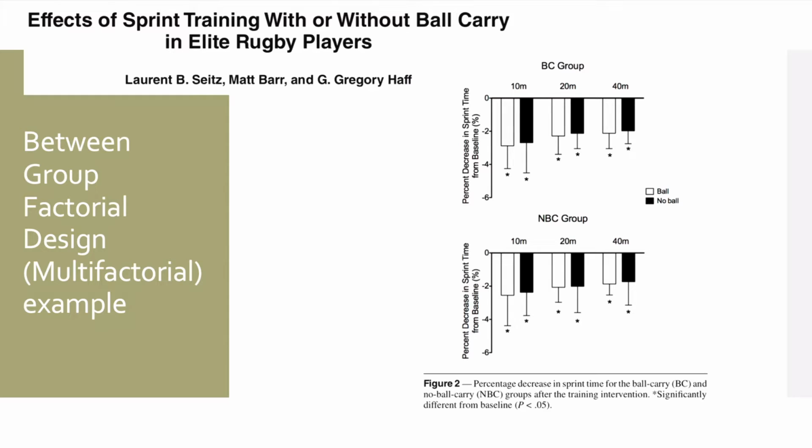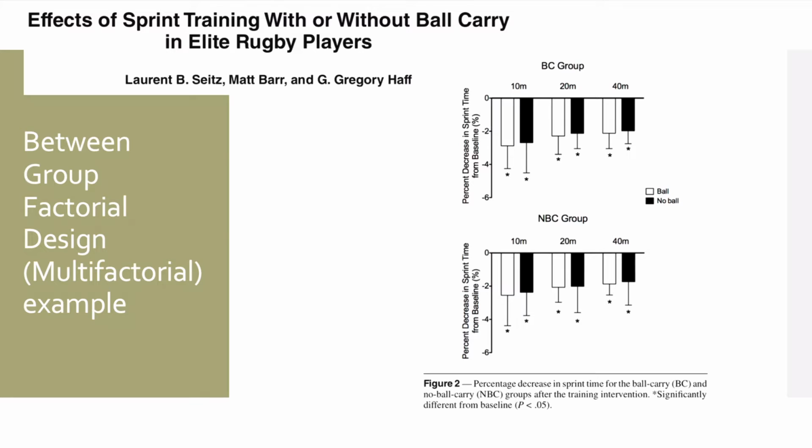Again, this is a multifactorial design because we had two factors. The first factor was which type of rugby player they were, ball carrying or non-ball carrying. So factor one had two levels, based upon ball carrying position. The second factor was the training program that they did, which was either training with a ball or training without a ball.